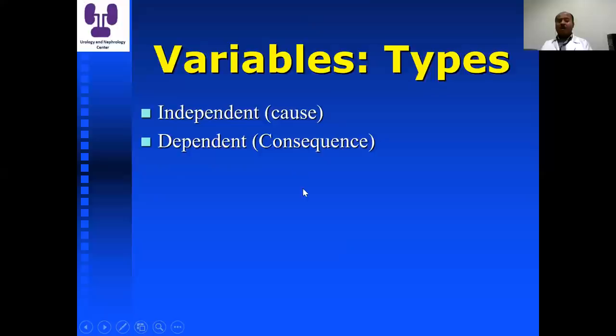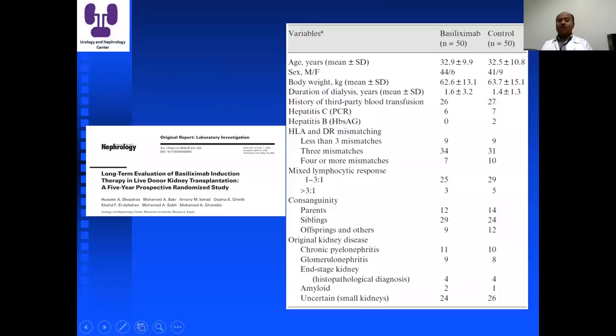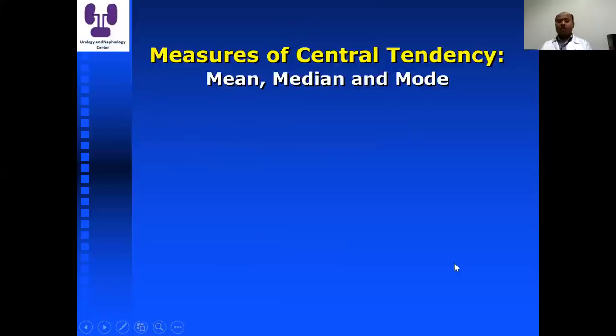يعني ما بعرف independent and dependent بعرف أتعلم إحصاء. Just for application, age, as you see, 32.9, so it is a quantitative continuous variable. Sex, it is categorical because it's male and female. So you can apply this to this table.